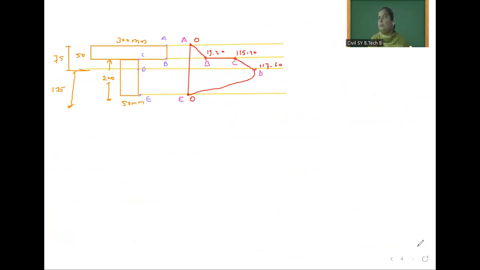Over. Shall I take the next example? Yes. Okay. Please write down the next example.